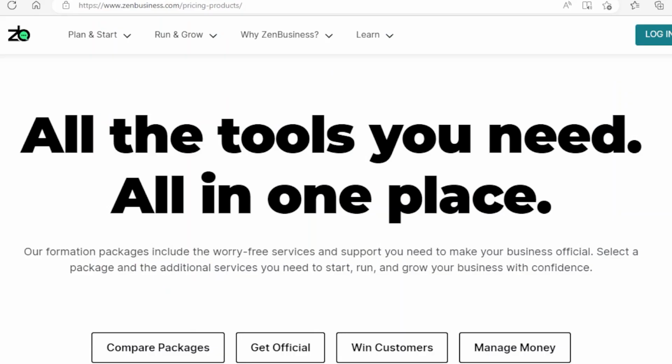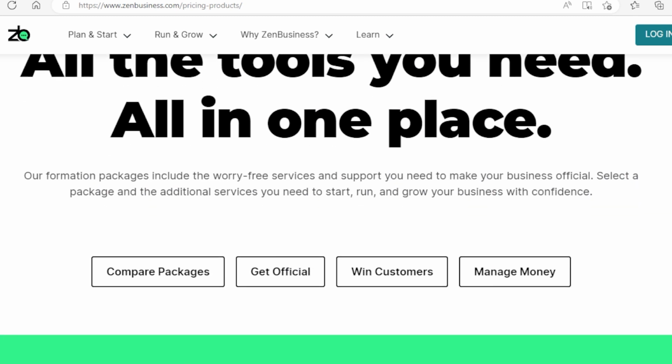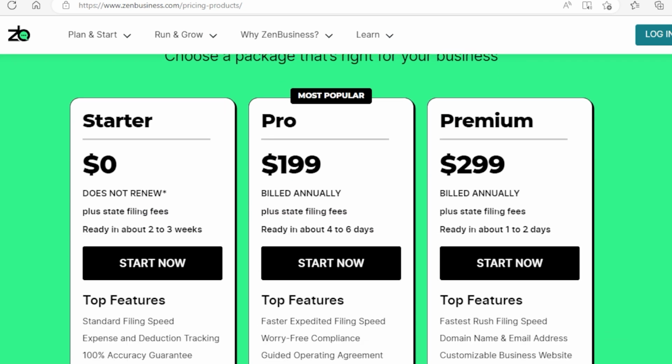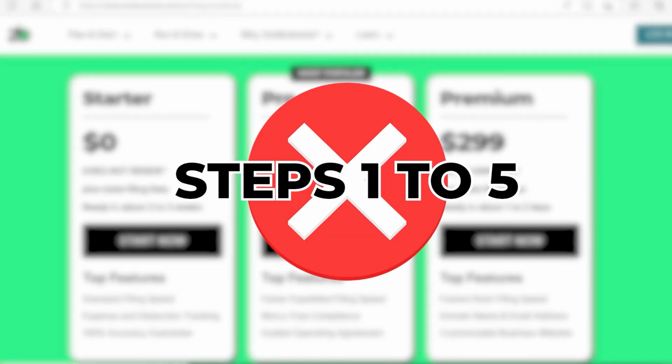Professional Formation Service. See all those steps I walked you through on how to register an LLC in South Dakota? You don't need to worry about most of those steps if you have someone like Zen Business take care of the setup process for you. Again, Zen Business will do the whole LLC registration process for you, which means you do not have to do any of the previous steps 1 to 5.